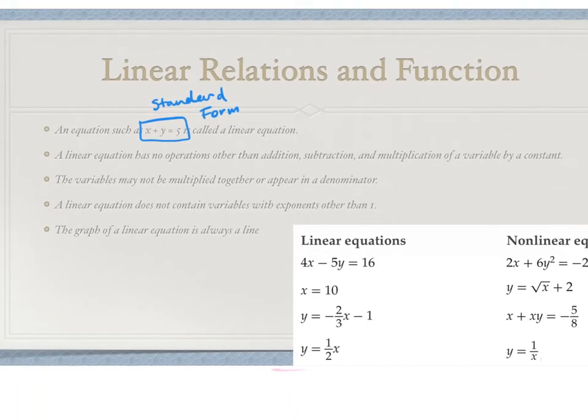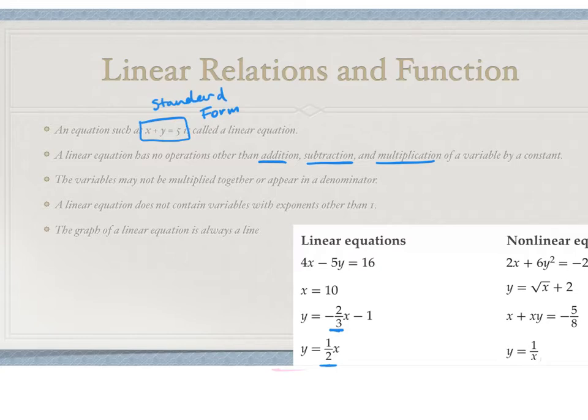A linear equation has no operations other than addition, subtraction, and multiplication of a variable by a constant. So we can't have division, although we can be multiplying by a fraction. If we look in our examples for linear equations, we see here that we're multiplying by a fraction. It may look like division, but it's still multiplication because we're just multiplying by a fraction.